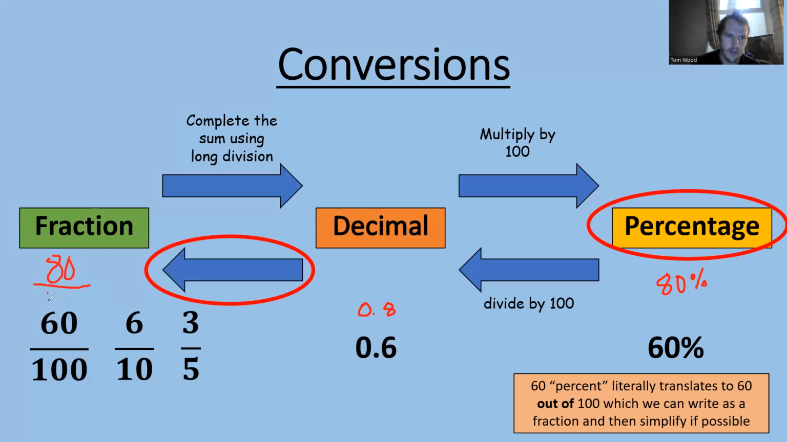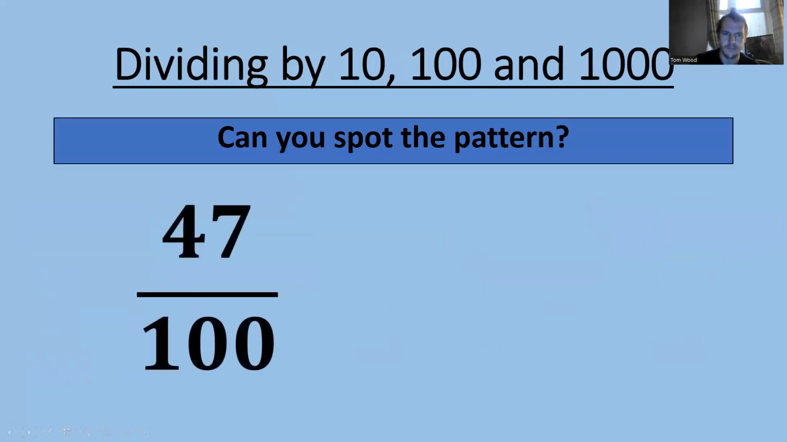So 80 out of 100, I can then just simplify that fraction all the way down to make it as simple as possible. That's possibly the hardest thing that we have to do with this. Hopefully that makes sense there. Okay, let's have a bit of a practice then.